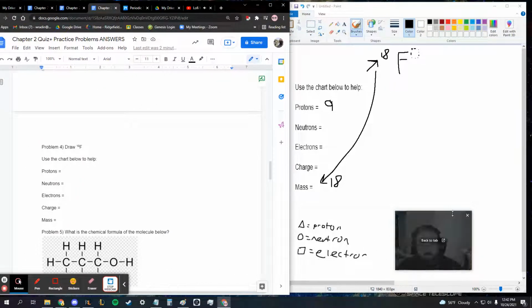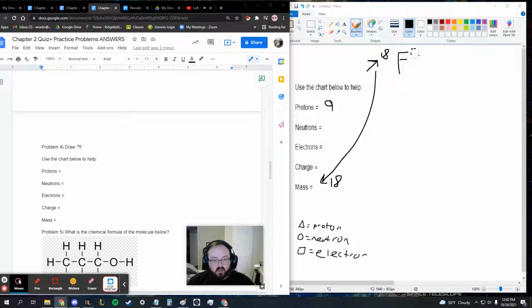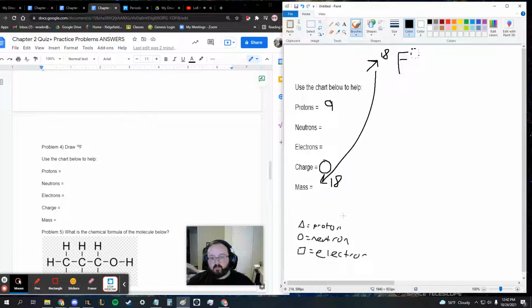Because we don't explicitly tell that there's a charge, that means our charge is 0. So, to get to mass, 18 minus 9 means there's 9 neutrons. Because the charge is 0, there's the same amount of protons and electrons. And again, we can draw this in.